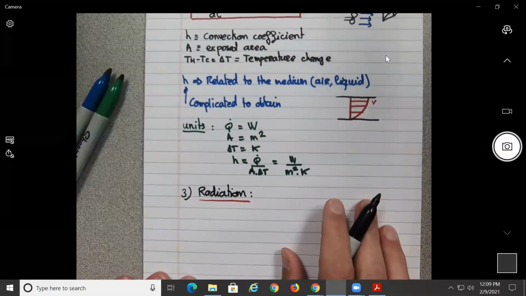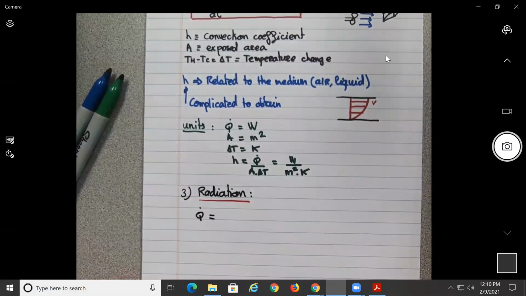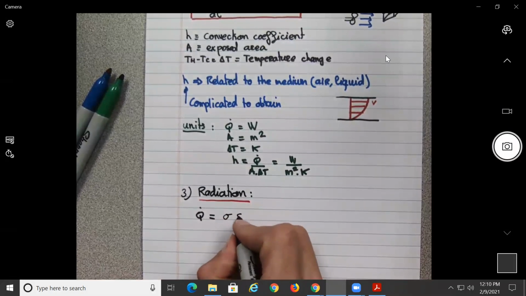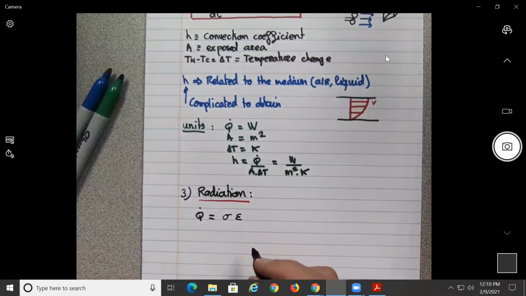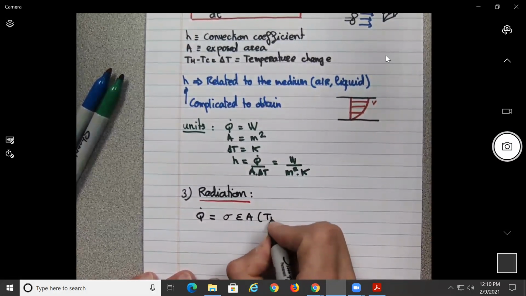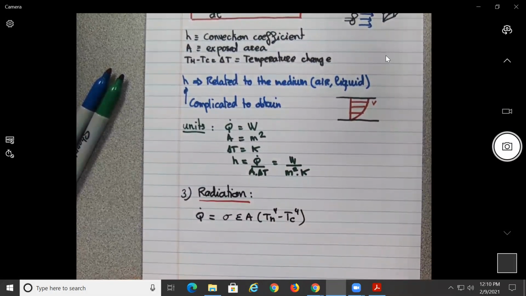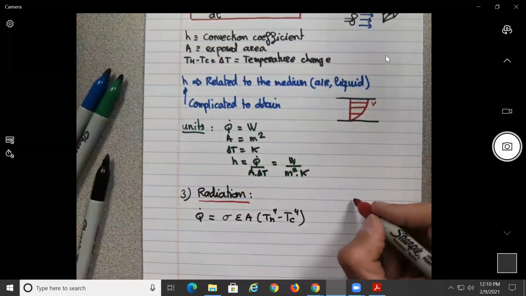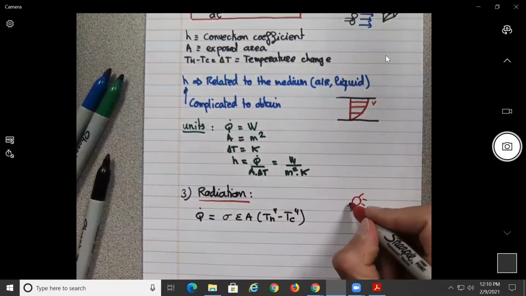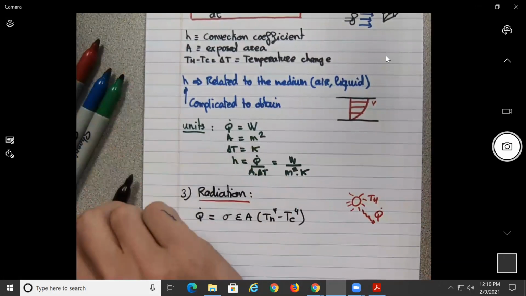Basically, we're going to have here that Q dot is equal to sigma epsilon A T hot to the 4th minus T cold to the fourth. Now that one looks more complicated, but really it's not. So here the example is, imagine you have the sun, T hot, that is putting heat on whatever, on your car.